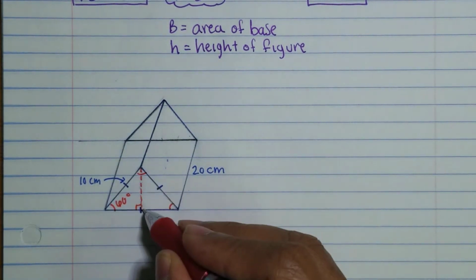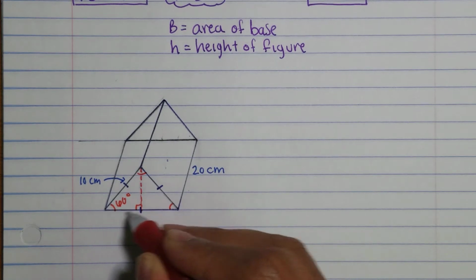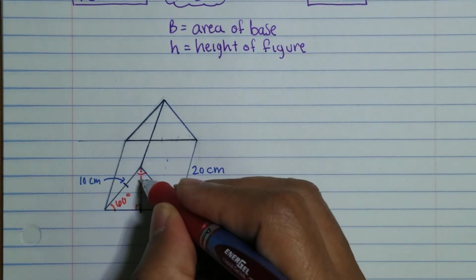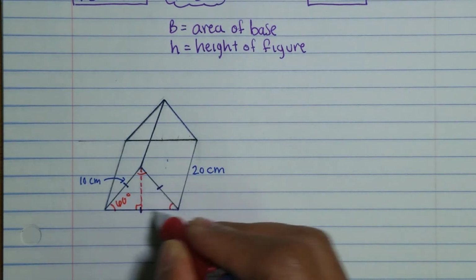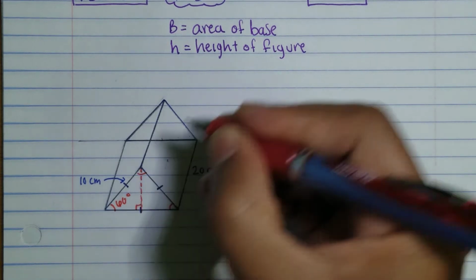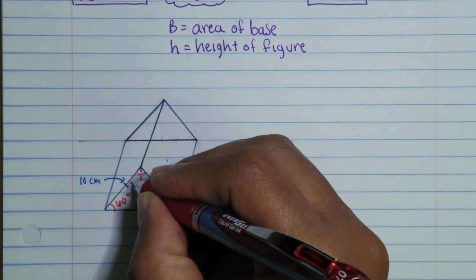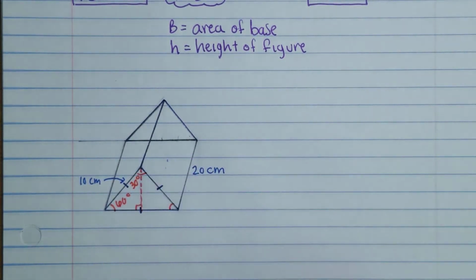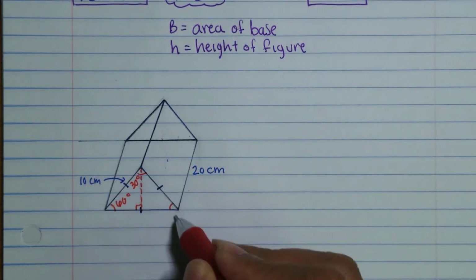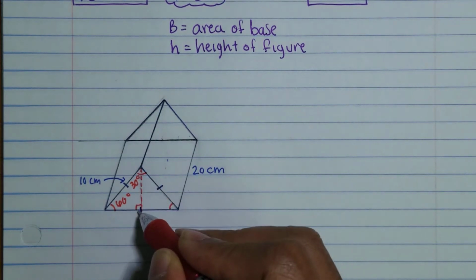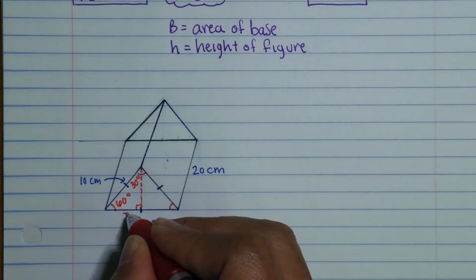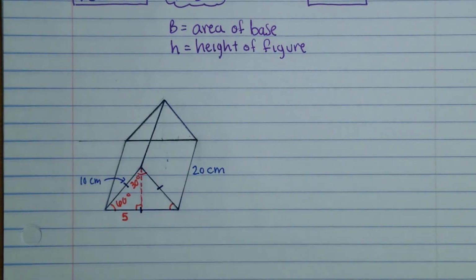This height is always perpendicular to the base. So not only does it bisect this angle, it also bisects this side. Since this angle is 60 and it's getting cut in half, which is what bisect means, this angle has to be 30 degrees. Since this side is 10, all sides are 10, and the altitude is bisecting this side, so this is half of 10, which makes it 5.